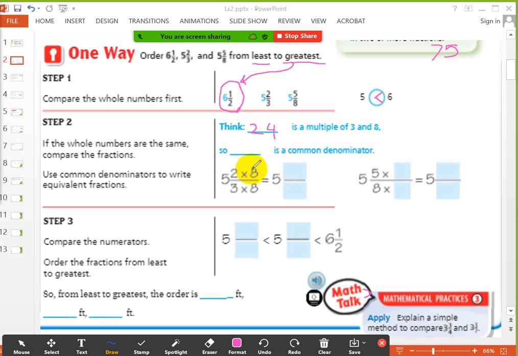So if you multiply 2 by 8, the answer will be 16. And if you multiply 3 by 8, it will be 24. So this is the first fraction. So 5 and 2 over 3, this mixed number, becomes 5 and 16 over 24. Okay? So now I want to make 5 and 5 over 8 also have the denominator 24, because I found the common denominator.